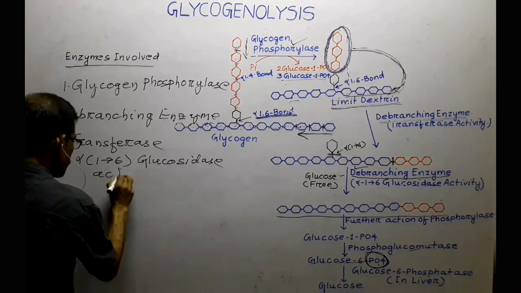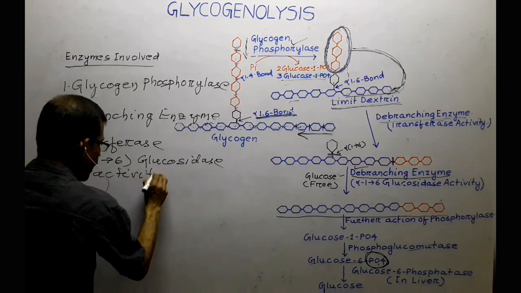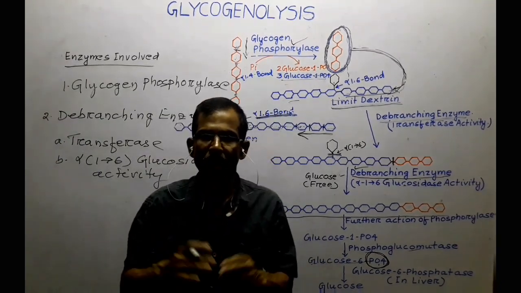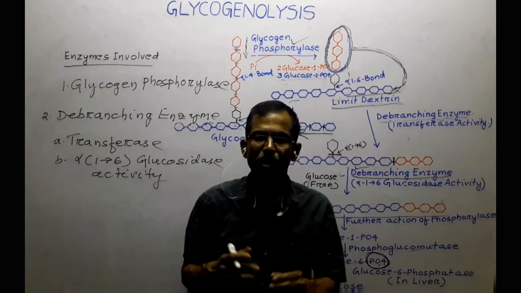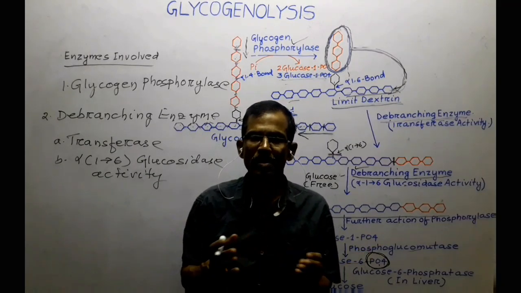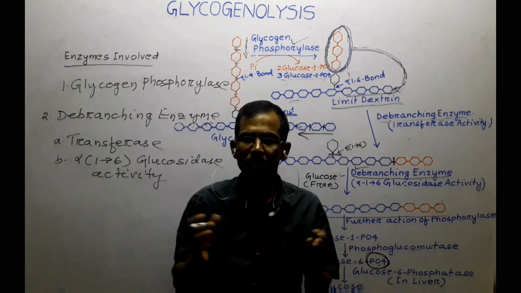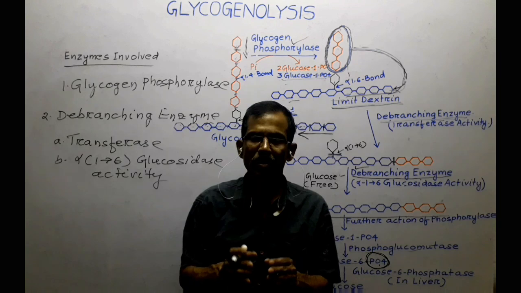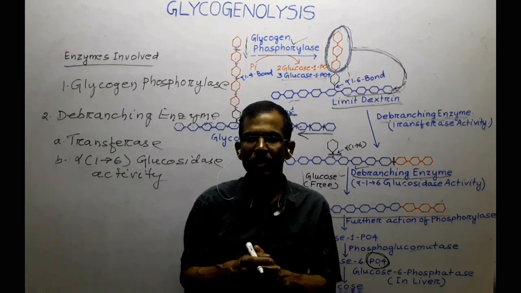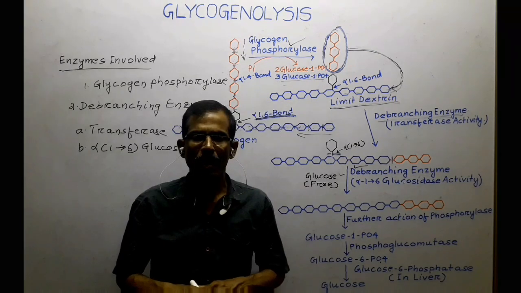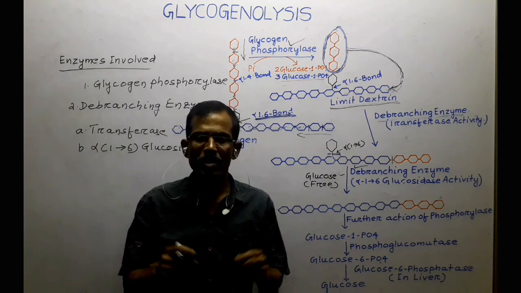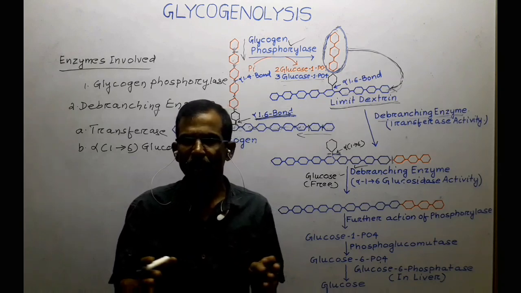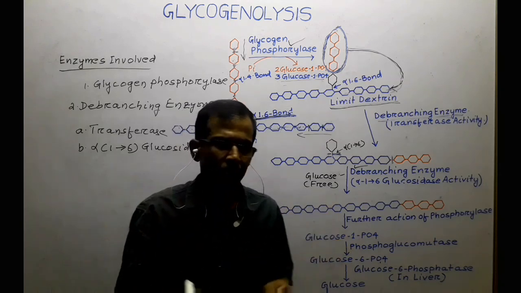activity. So by the combined action of glycogen phosphorylase and debranching enzyme, a complex macromolecule such as glycogen is cleaved into glucose 1-phosphate and glucose in the ratio of 8:1. Friends, glycogen is a branched polymer of alpha-D-glucose units. Actually, it is a large molecule.